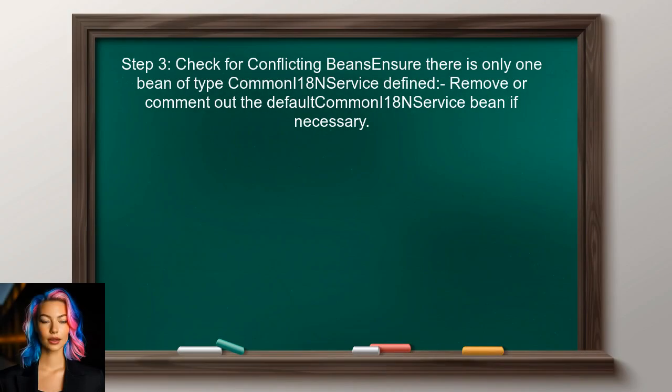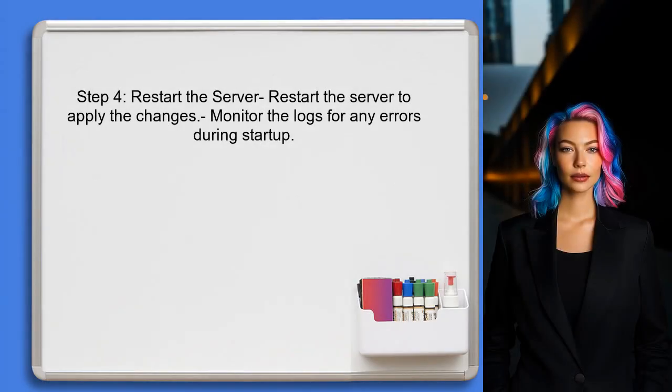Now, the user must check for any conflicting bean definitions. The error indicates that there are two beans of the same type, which can cause issues during initialization. Finally, the user should restart the server to apply the changes. This will help verify if the issue has been resolved and if the custom logic in the round currency method is functioning as expected.